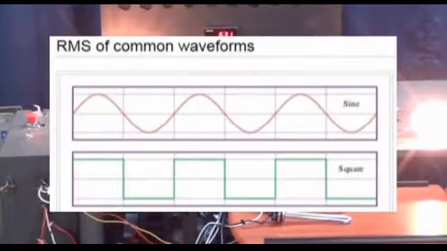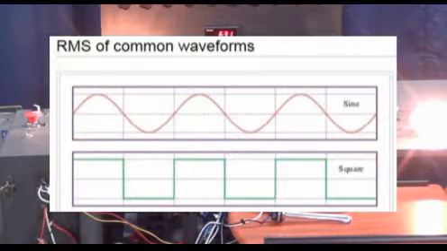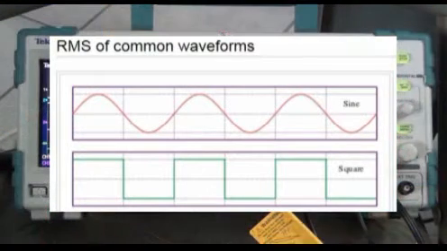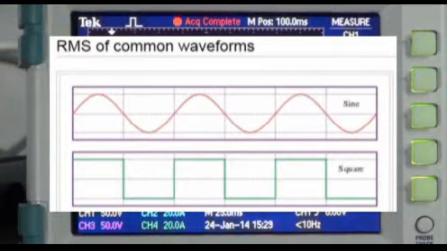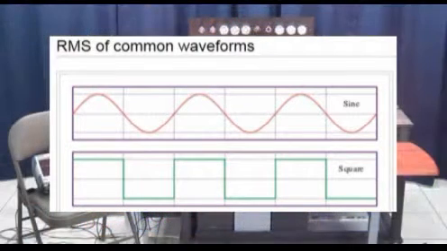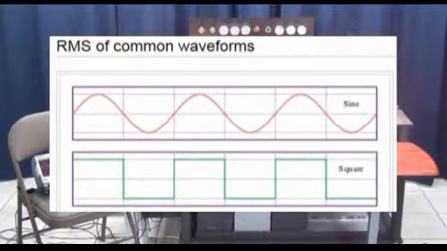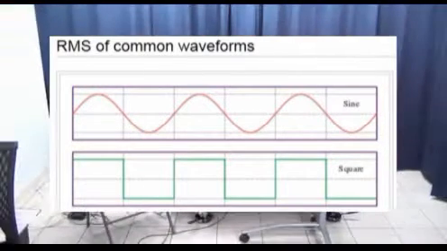Now here's a photo showing two waveforms created by AC. Now there's a couple more, but these two are sufficient for what I need to demonstrate. The one on top is a sine waveform. That's what we have in all our homes. The one on the bottom is a square waveform.